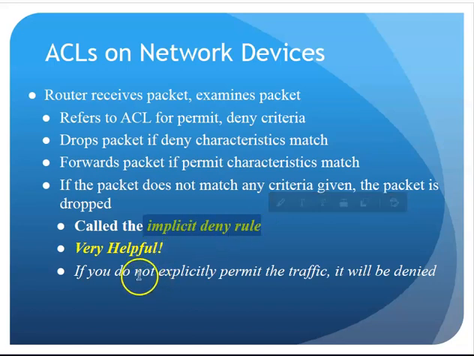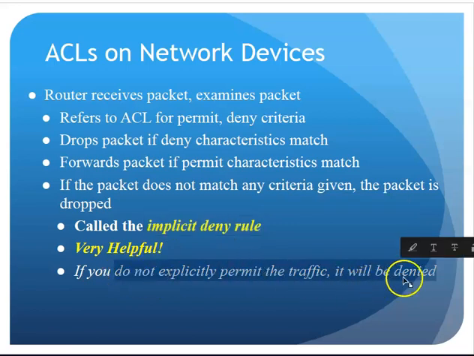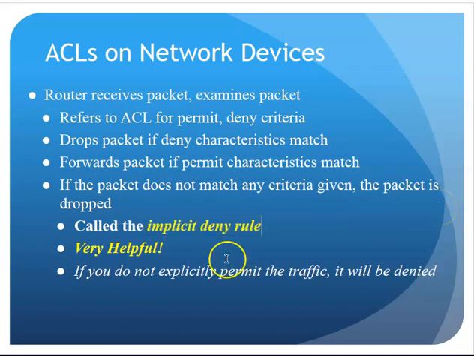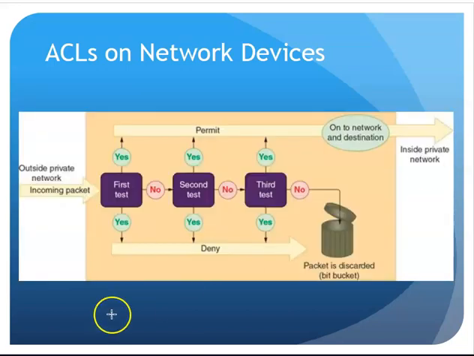I don't always have to explicitly deny the traffic. It's going to get denied with this, which is handy. But I have to remember it's there, because if I haven't permitted it somewhere, it's going to get denied with the implicit deny rule. So it's going to be at the end of your access list. You won't see it, but it's there. That is your implicit deny. That is very handy to remember.